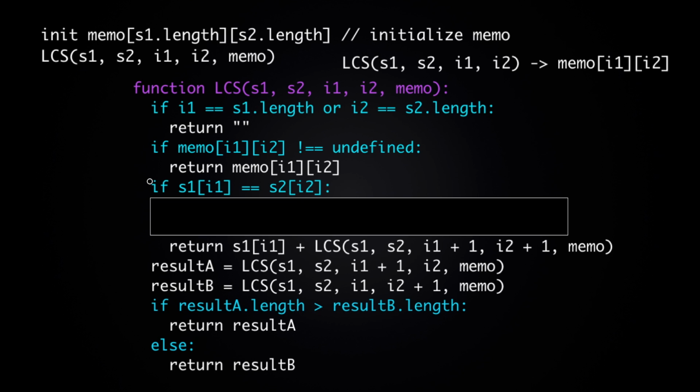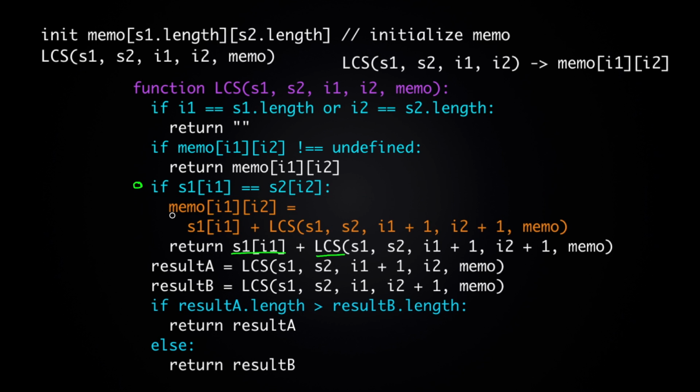And what about this case when we haven't returned at this point and when the letters that we're examining are the same? This case right here. In that case, instead of returning the thing that we saw earlier, the first letter concatenated with the result of the next LCS call, we're going to store that in memo at the location that we saw earlier at I1 and I2, just like that.